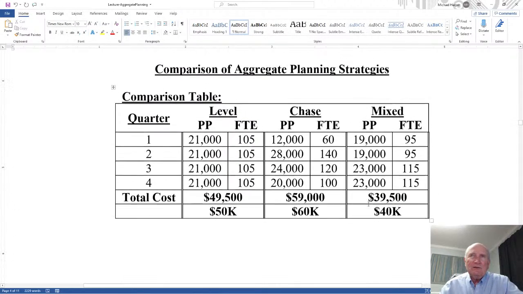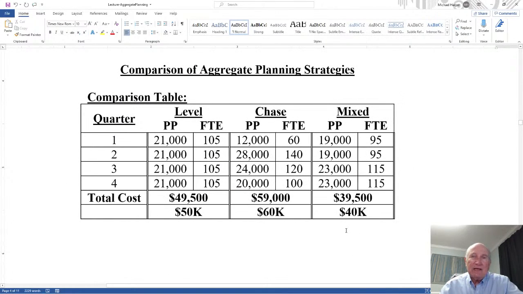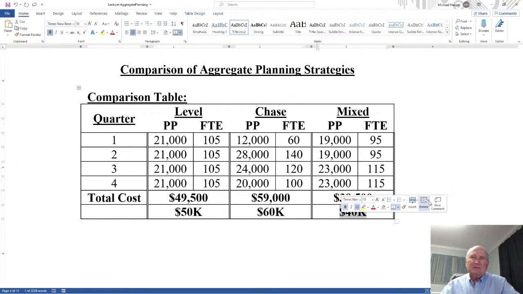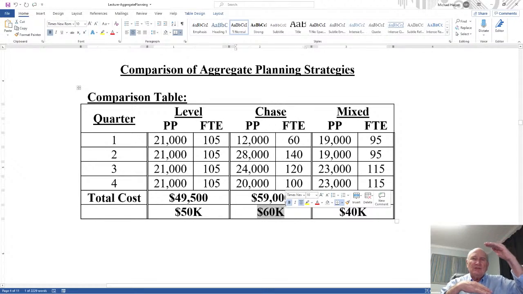But notice, here's why people want to invest in aggregate planning. If you have a chase demand, it's a $60,000 cost to run this thing. If you go to this arbitrary mixed, then all of a sudden the cost is $40,000. So you're decreasing this by $20,000. Well, $20,000 in this simple example is 1/3 of the total cost. So you're decreasing your total cost by 1/3. That is significant.